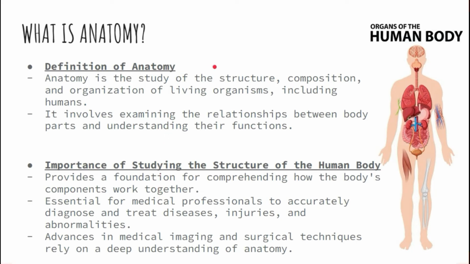Definition of anatomy: it is again the study of the structure, the composition of that particular area, and even the organization of living organisms including humans. Here in anatomy, what we mainly discuss are the systems in humans. There are other branches of science which deal with the structure of animals like frogs and other kinds of animals, through zoology. Here in anatomy, it's more on humans. This involves examining the relationship between body parts and understanding their function.